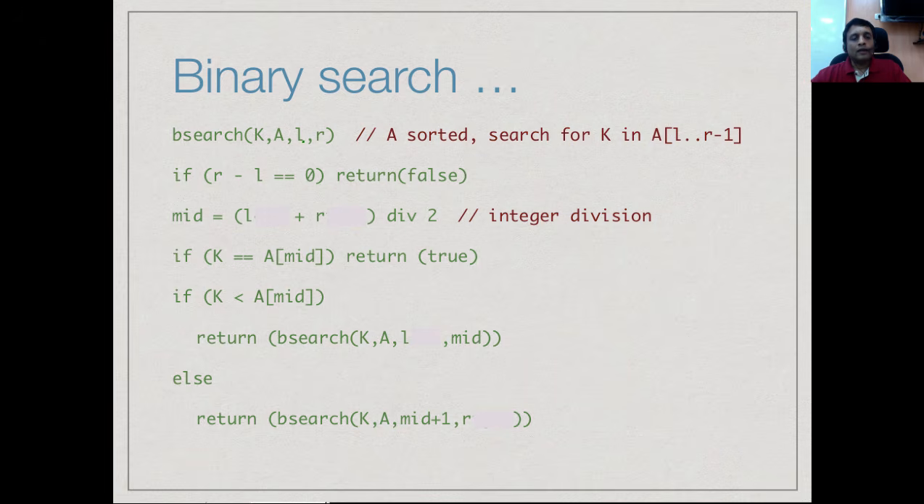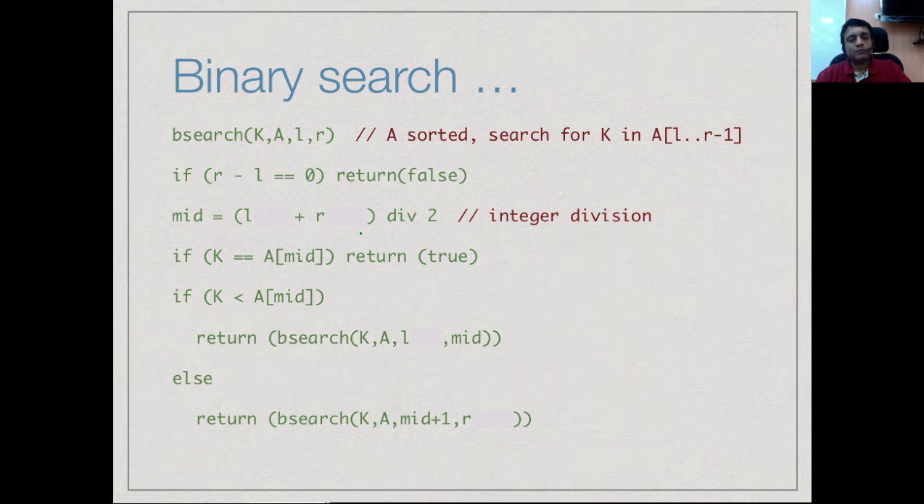Now if L and R are actually the same, then we have an empty array, because L to R minus 1 has no elements in between. So we say we haven't found it. When the interval that we are searching becomes empty, the array definitely doesn't contain the value we are looking for. Otherwise, we compute the midpoint between L and R by taking the sum and dividing by 2.